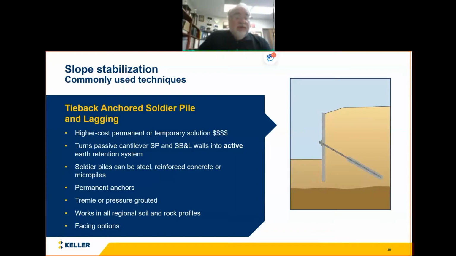So these are typically either temporary or permanent drilled tieback anchors. The permanent ones have double corrosion protection, and they're all semi or pressure grouted, and it works in all soil and rock profiles, and there are many different facing options available when you do this.